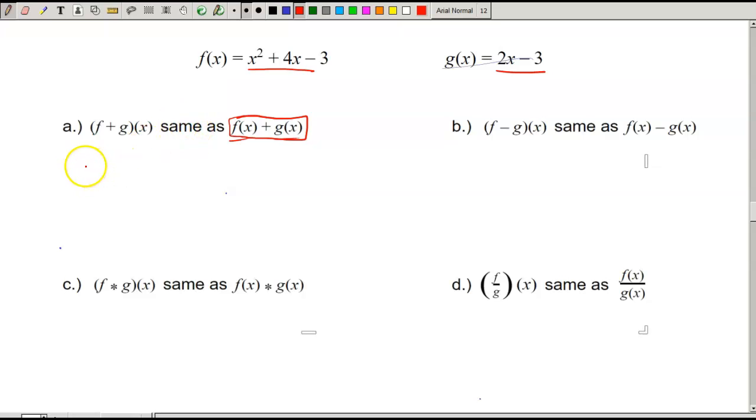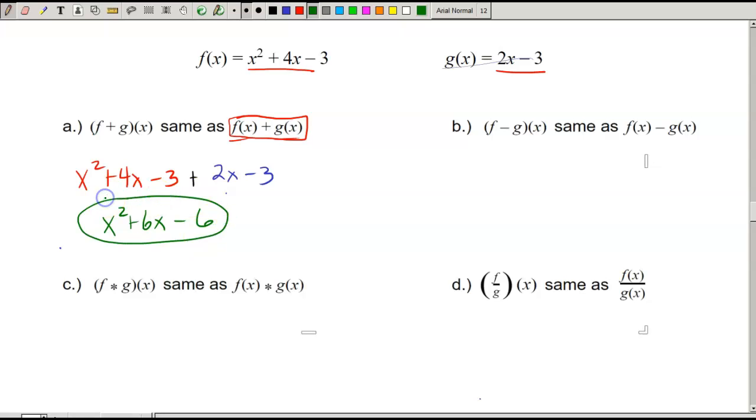We're taking the 2 functions and we're just adding them together. So part A, we'd have x squared plus 4x minus 3, and we're going to add g of x, which is 2x minus 3. So I have these 2 things that we're adding, and we know how to combine like terms. Therefore, my answer is going to be x squared, 4x plus 2x is 6x, and negative 3 plus negative 3 is negative 6. So there's my final answer for f plus g.